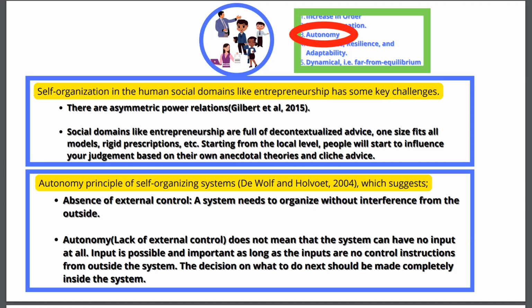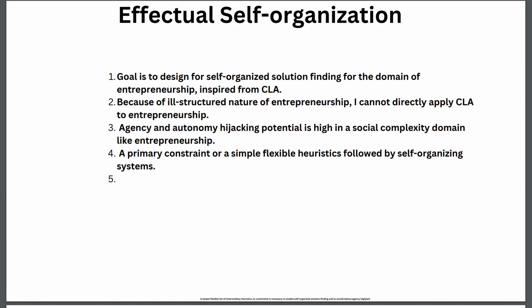Autonomy does not mean that the system can have no input at all. Input is possible and important as long as the inputs are not control instructions from outside the system. The decision on what to do next should be made completely from inside the system. So that's a key point of autonomy. And it is important to maintain this level of autonomy to facilitate self-organization. Without maintenance of autonomy, self-organization will not happen. This problem of agency and autonomy hijacking is a serious issue.